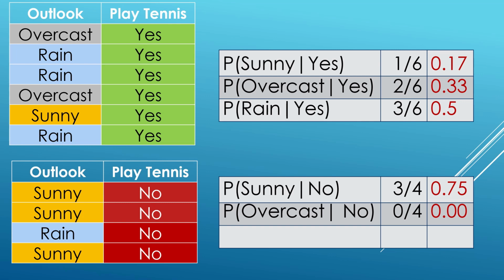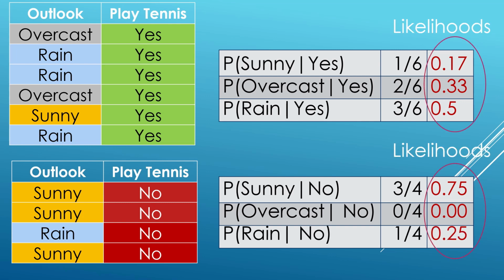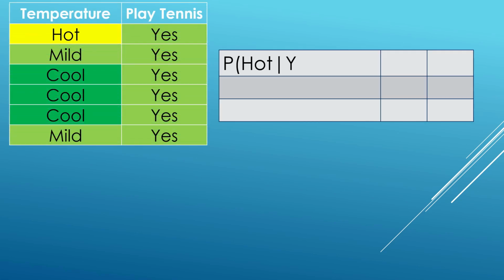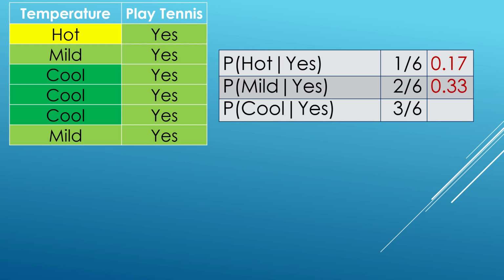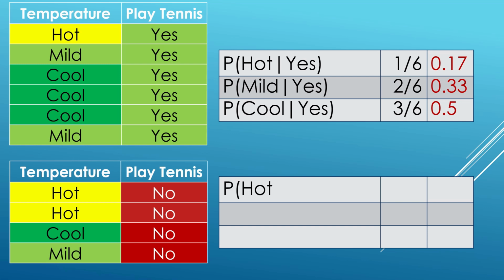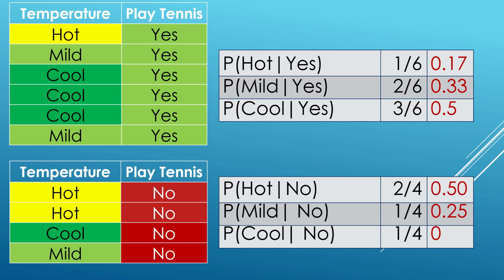And P rain given no is 1 by 4.25. So that's what our likelihoods we are calculating. Similarly, we do for the temperature parameter. So for temperature parameter, P hot given yes is 1.17, P mild given yes is 0.33, and P cool given yes is 0.5. Similarly, for no's, P hot given no is 2.4.5, P mild given no is 1 by 4.25, and P cool given no is 1 by 4.25.